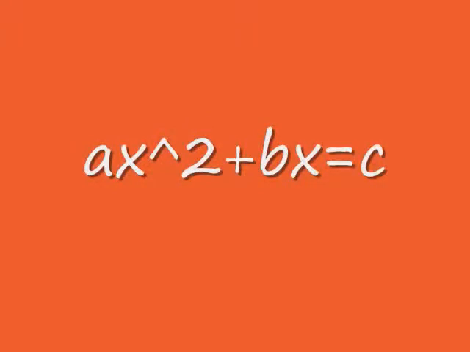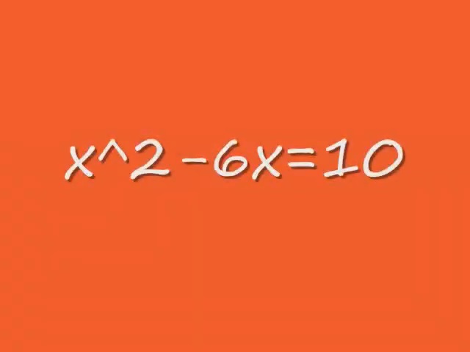In this, you have to set the function to where it is ax squared plus bx is equal to c. So the problem we have here is x squared minus 6x equals 10. That is already set in the way that we need it. So that's good.